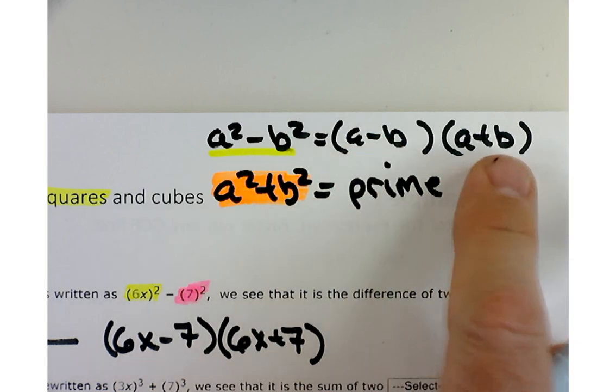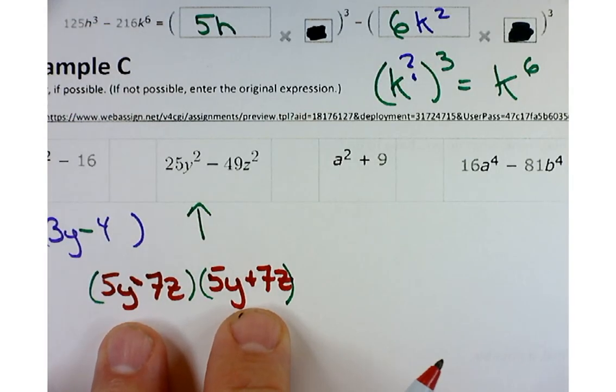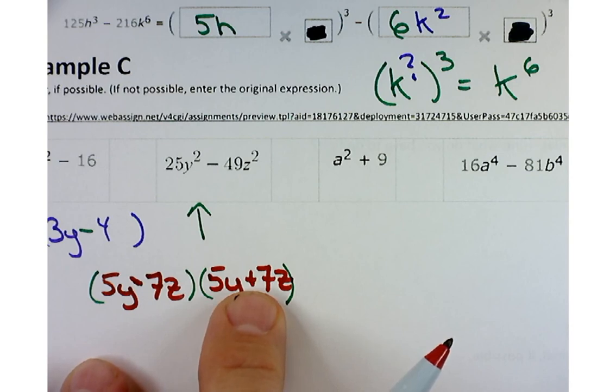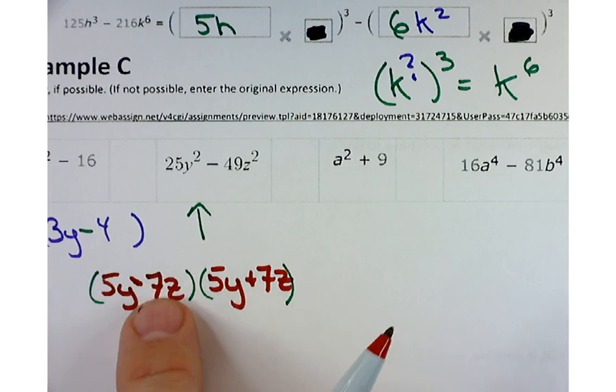A minus b times a plus b. What if Carvel gave me 5y plus 7z times 5y minus 7z? What if these signs were switched on his paper? Should I mark them wrong? No. You guys are too generous. You're right, it doesn't make any difference which way you put the signs, just as long as one of them's negative and one of them's positive.